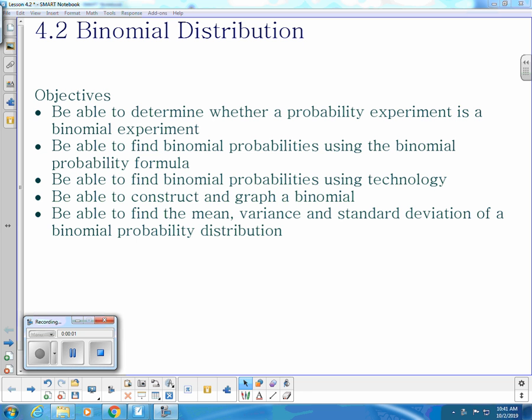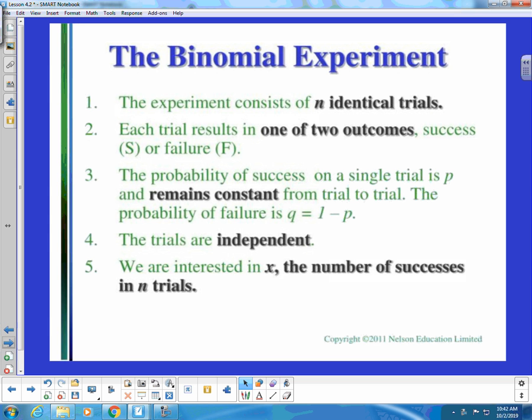Today we're going to do binomial distributions. So a binomial experiment has two outcomes. You have a success or a failure. You're going to pass or fail. It's going to rain or it's not going to rain. You're going to make the basket or you're not going to make the basket. You're going to catch the ball or you're not going to catch the ball. There's no in between there.